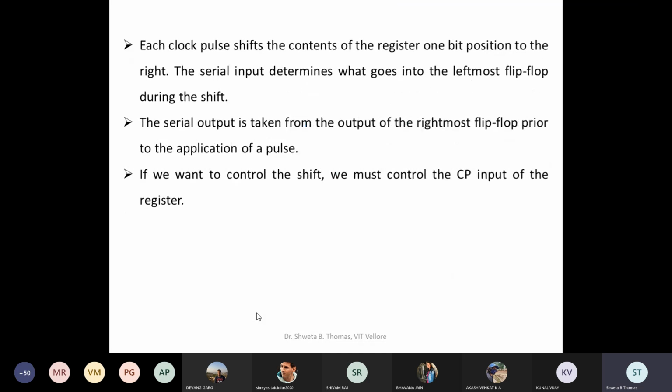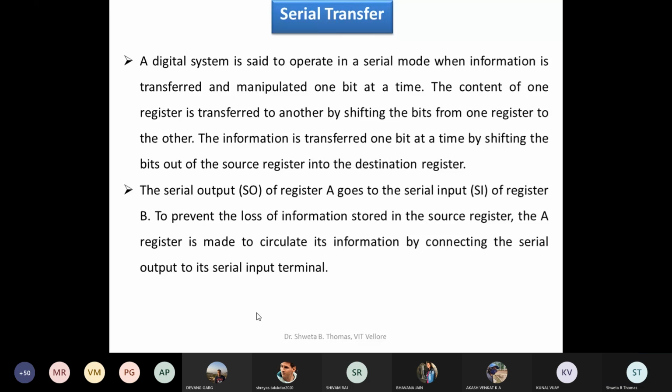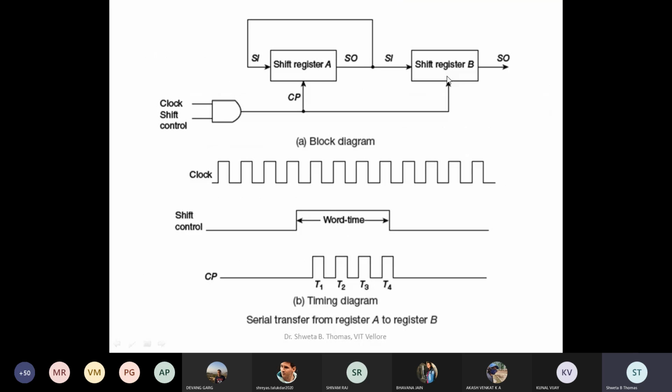Now we will take one example of serial transfer. Suppose we have two shift registers, shift register A and shift register B. We want to transfer the shift register A content to shift register B. The diagram I showed you earlier was only one register. Suppose shift register A is a 4-bit register and B is also a 4-bit register.